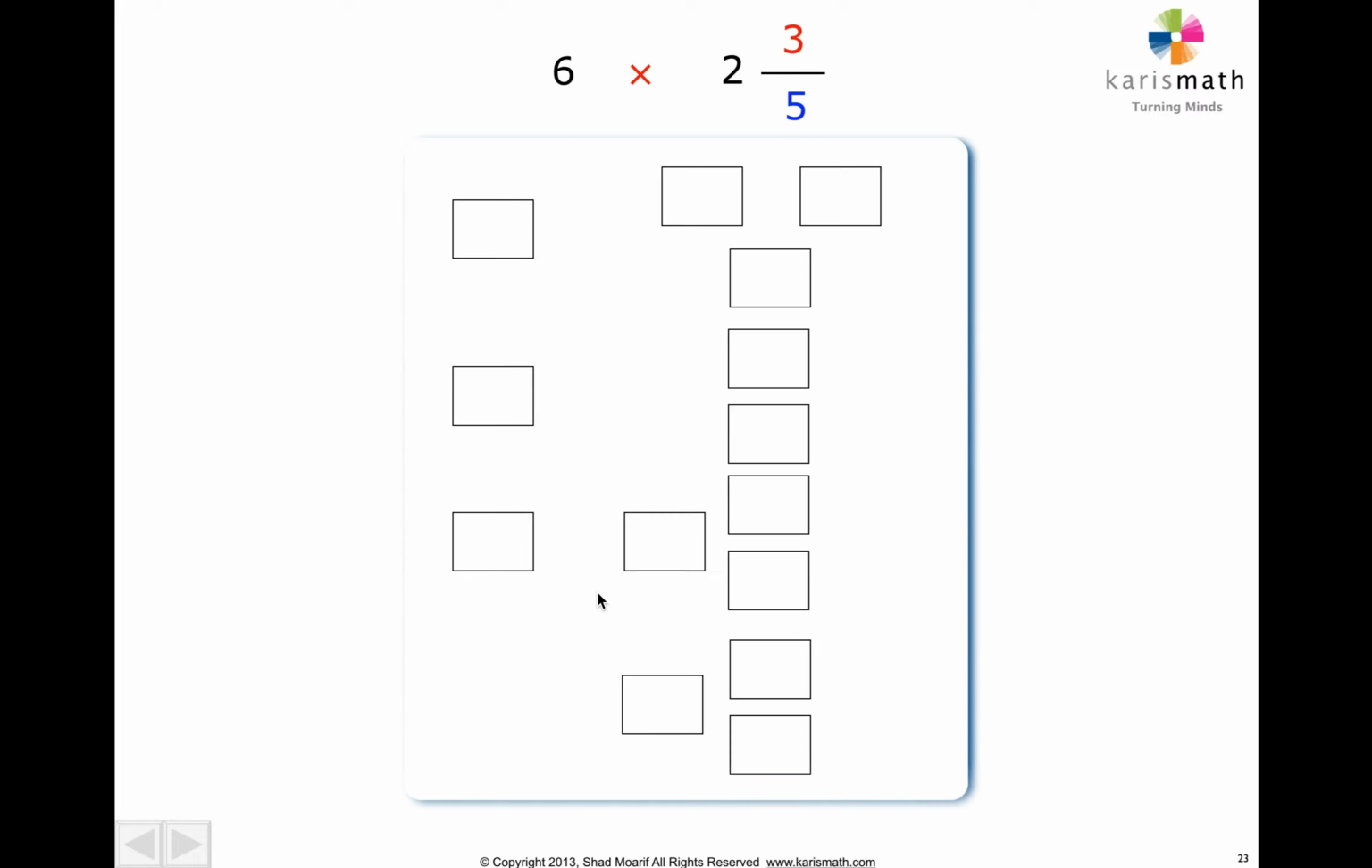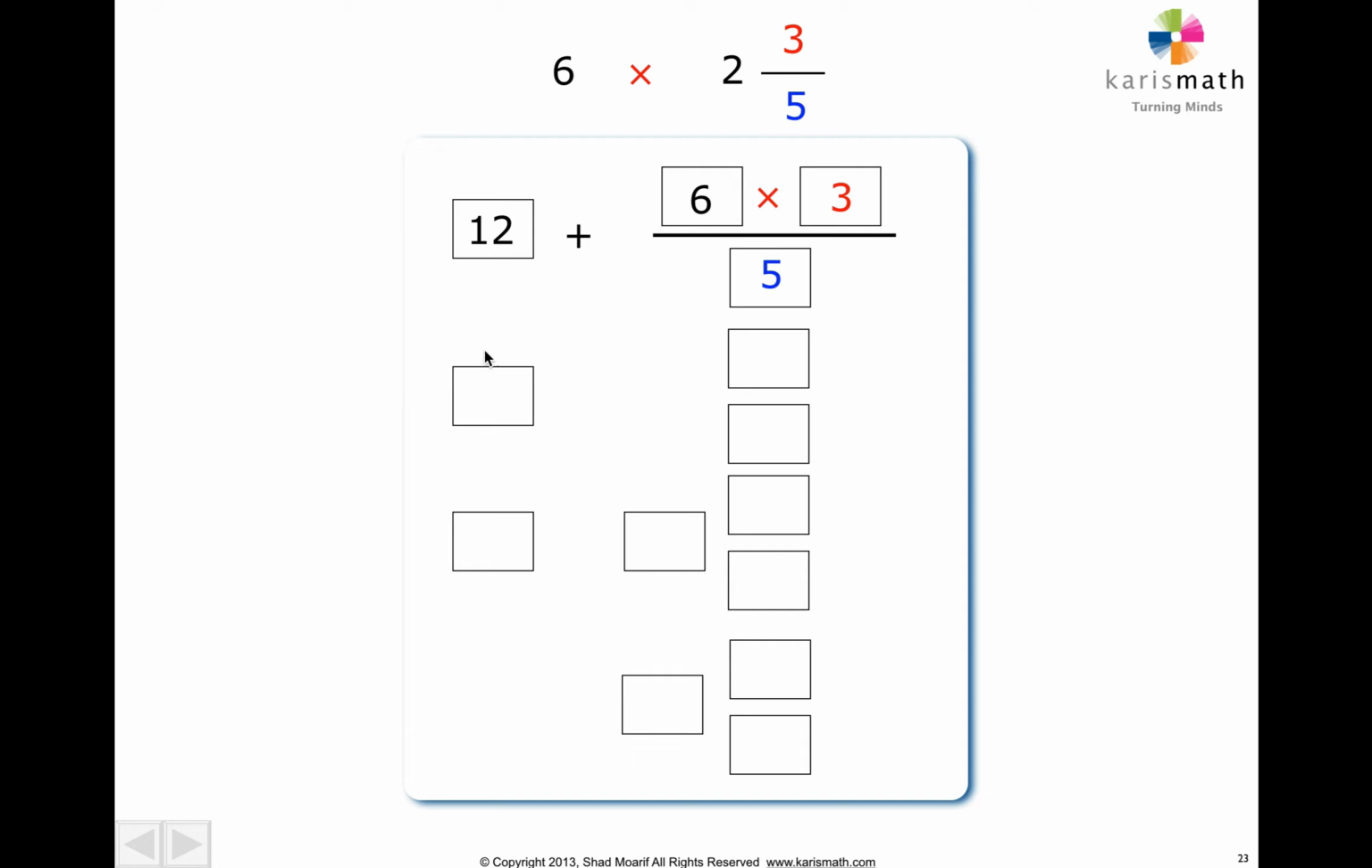Now let's show you another way, but first see if you can get the hang of this. 6 times 2 3/5. Fill it up. What will you put here in this box? Let me just show you. First you put 6 times 2, which is 12. So that's 12 wholes right there. And then we write 6 times 3/5. We add that to 6 times 3/5, isn't it? You can think about it 6 times 3/5.